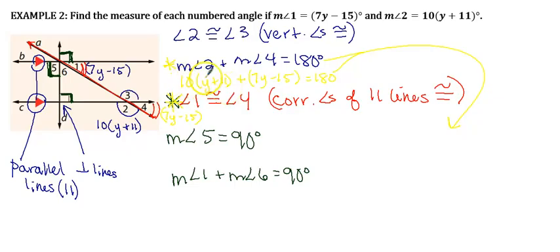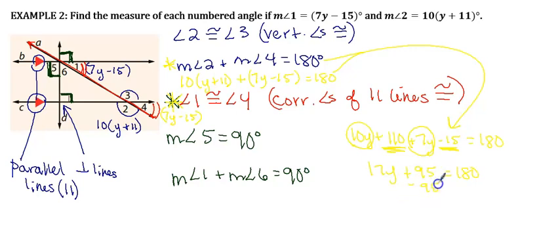So we would distribute. So I'd have 10y plus 10 times 11 is 110. And then plus 7y, I don't have anything to distribute, so I'm just going to write minus 15 equals 180. All right, then I'm going to combine like terms. 10y plus 7y is going to give me a 17y. Then I have a positive 110 minus 15. That gives me a positive 95. So plus 95 equals 180.